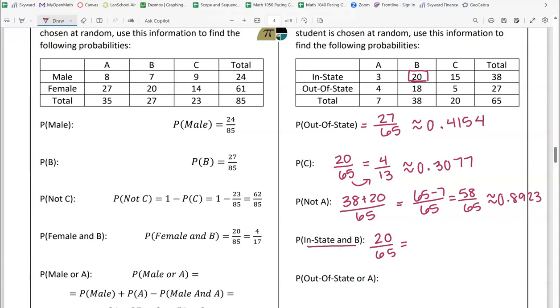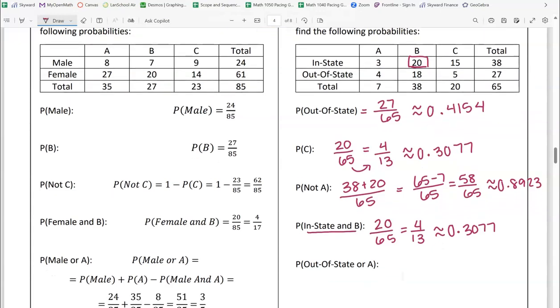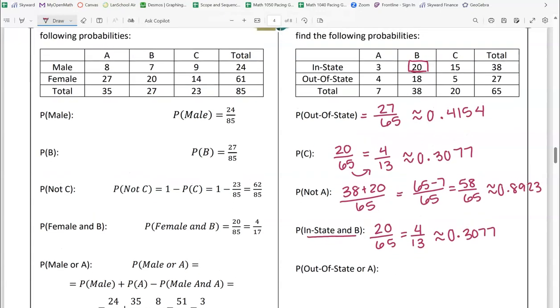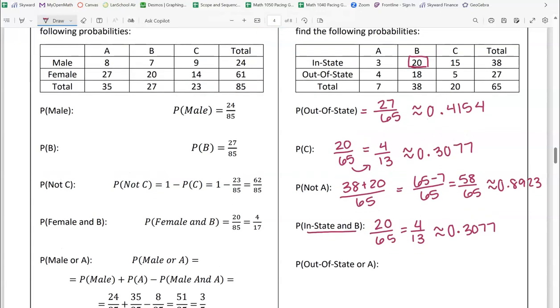Okay, this one simplifies down to 4 over 13 like we had before. And we'll have that same decimal we got before as well. Okay, last thing is our OR. So again, this one has a couple different ways.